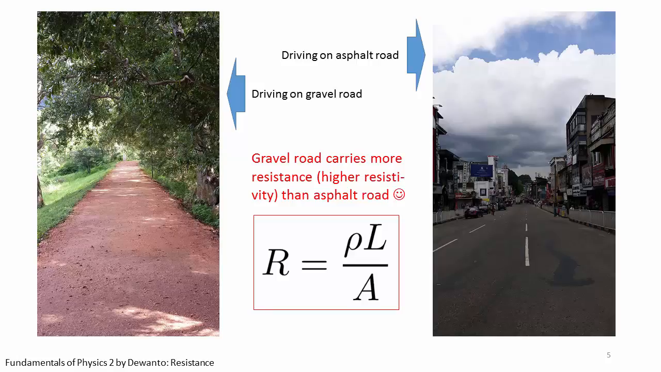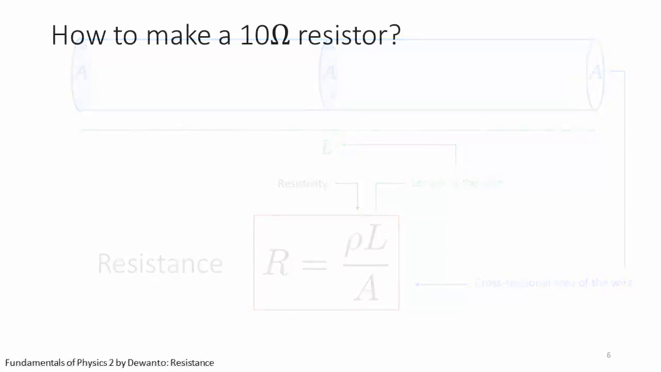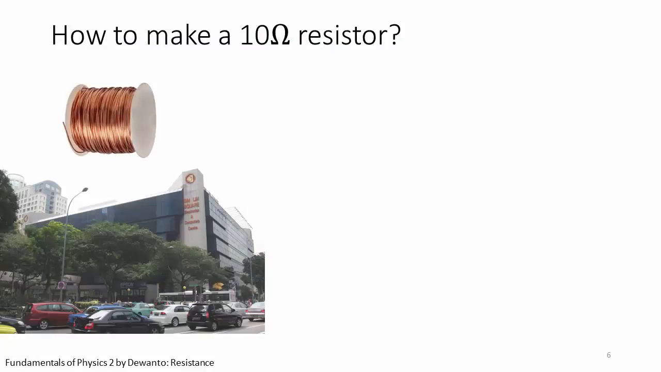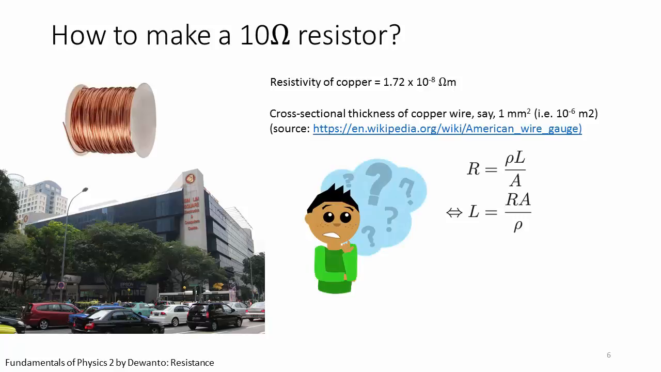Alright, we have now learned how to compute resistance in a piece of wire from the characteristic of the wire. So in theory, if, say, you need a 10 ohm resistance for your electronics, you can buy a roll of copper wire from Simlin or Funan, look out for resistivity of copper from the table before, measure or find out the cross-sectional thickness of the wire, compute the needed length of the wire to give you 10 ohms, and cut the wire accordingly.